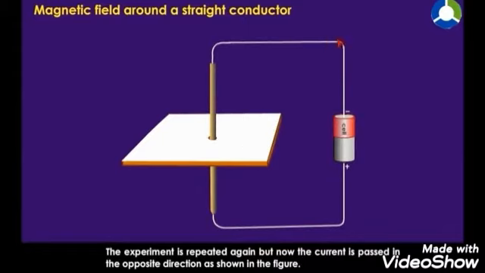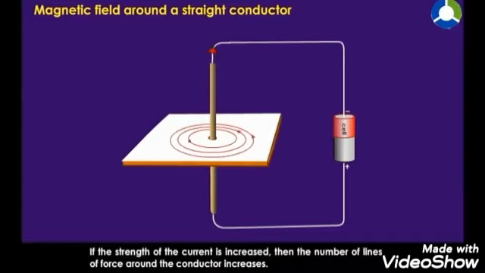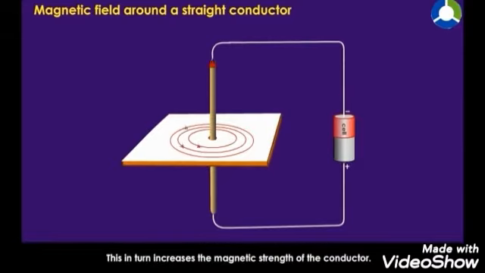The experiment is repeated again, but now the current is passed in the opposite direction as shown in the figure. Then the lines of force will be in the anti-clockwise direction. If the strength of the current is increased, then the number of lines of force around the conductor increases. This in turn increases the magnetic strength of the conductor.